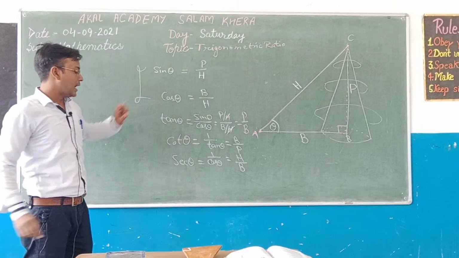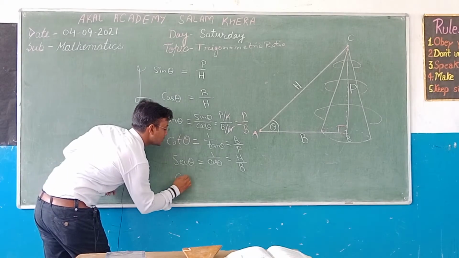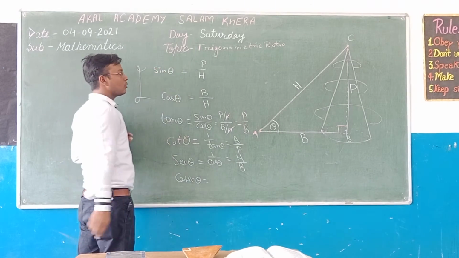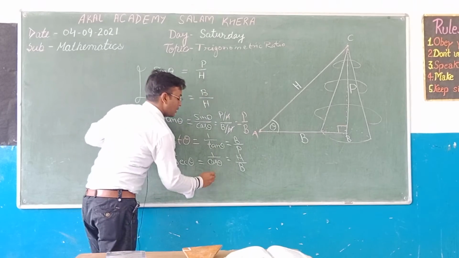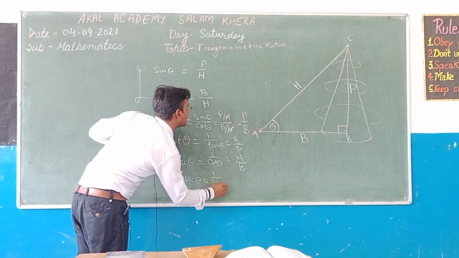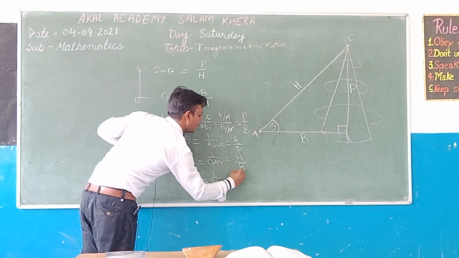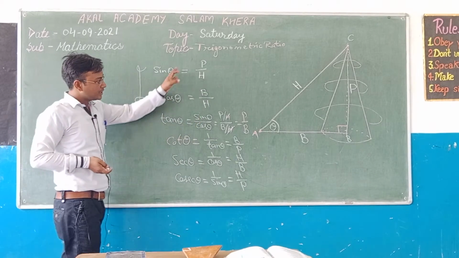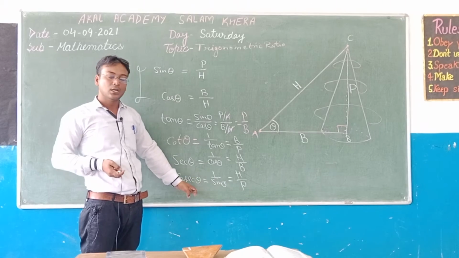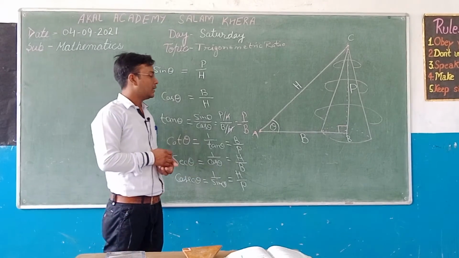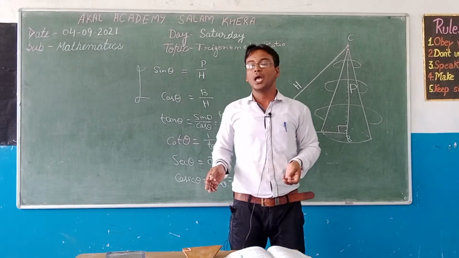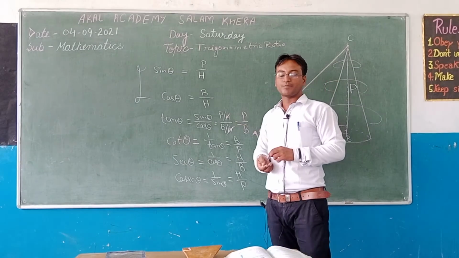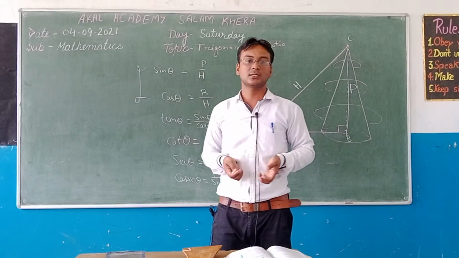And the last ratio you have is cosecant theta. This is the reciprocal of sin theta. So you can write it as H by P. Okay students, these were the 6 ratios of trigonometry, and now the question is, how can you learn these? For this we have some tricks.